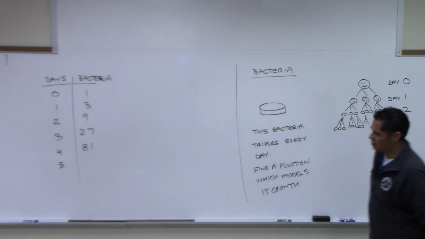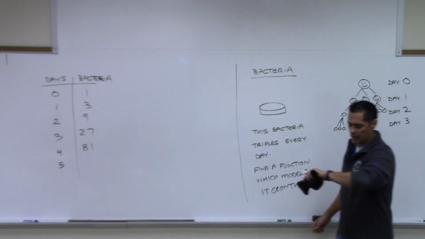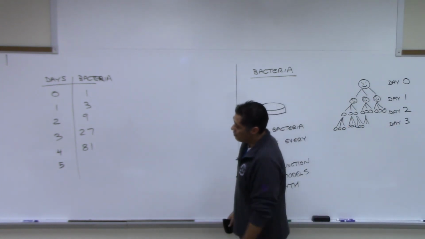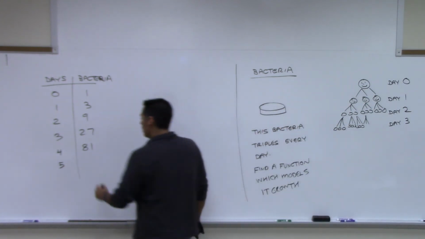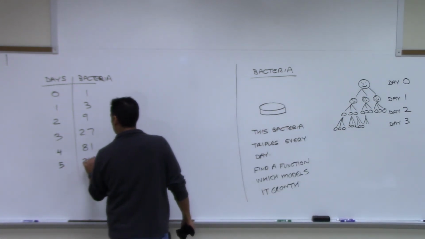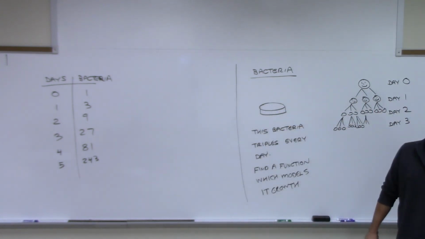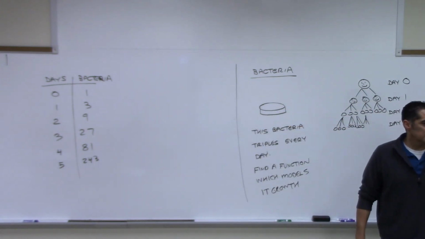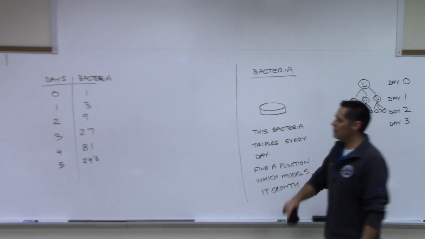So we might need a calculator at some point, right? May as well get it out because you're going to need it for the rest of today. So what's 3 times 81? What is it? 243. Okay. Could you tell me how many on day 6? Sure, just multiply by 3, right? But let me ask you this.